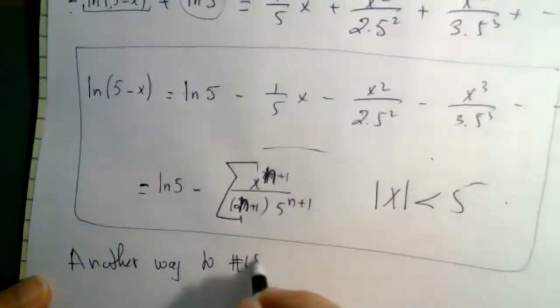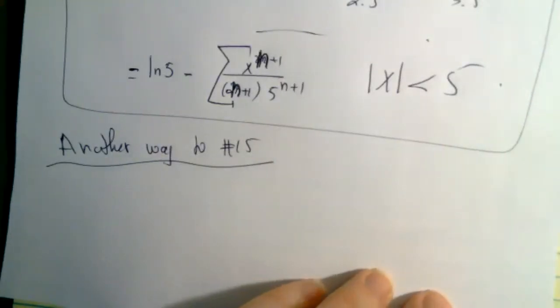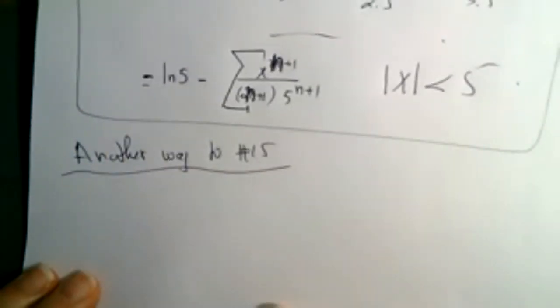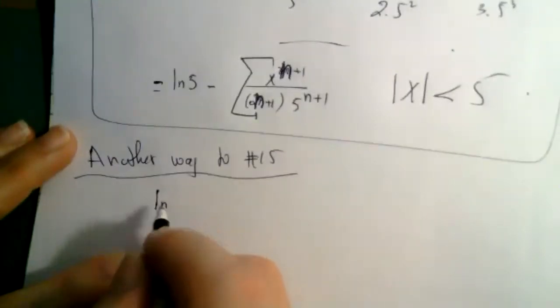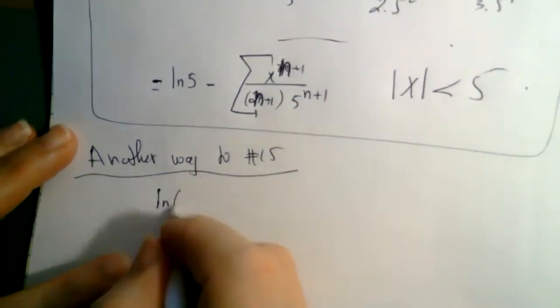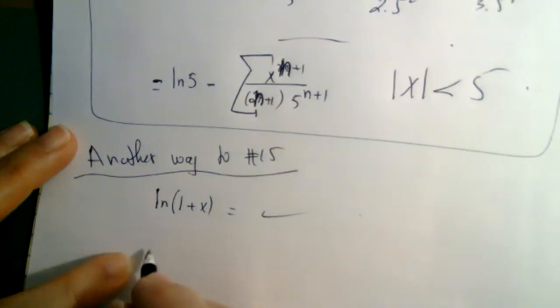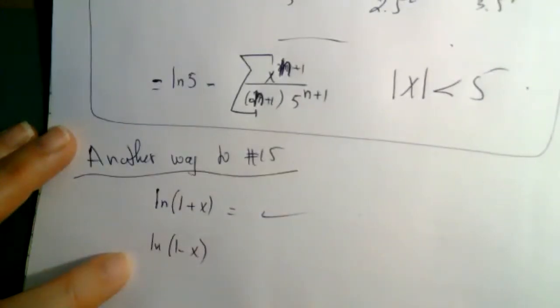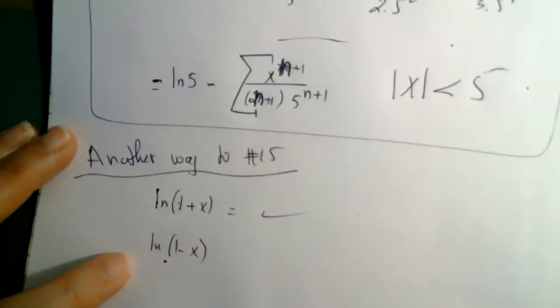To number 15. Does anybody have any other approach, any other idea? Anybody? Okay, let me tell you another way. What we've seen yesterday in class is ln of 1 plus x. We know it, okay? ln of 1 minus x. Can I figure out this one from this very easily? If I know ln of 1 plus x, do I know ln of 1 minus x easily? Yes or no?